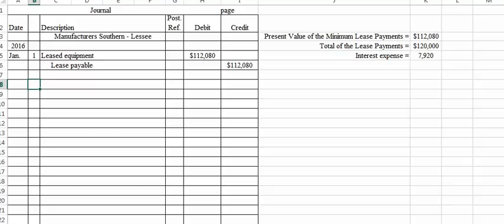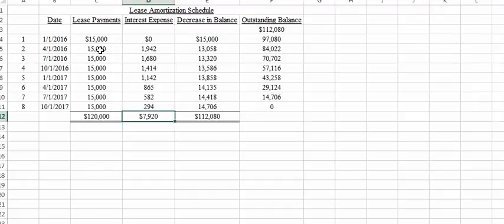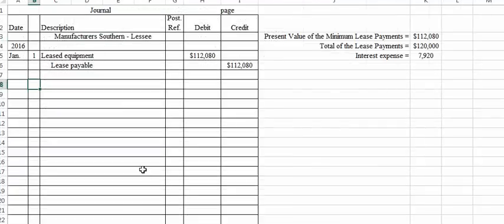Okay, then also on January 1st, a manufacturer Southern made the first lease payment. Remember, those lease payments were $15,000. Well, on January 1st, no time had passed, so no interest expense was involved. So the decrease in the balance was $15,000. So our entry here on January 1st would be a debit to lease payable for $15,000 and a credit, of course, to cash for $15,000.